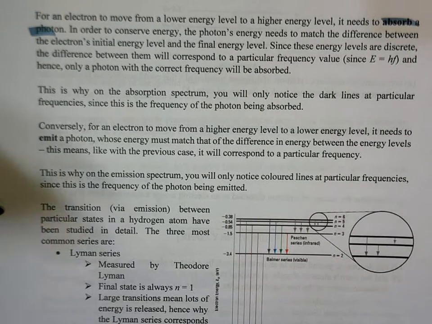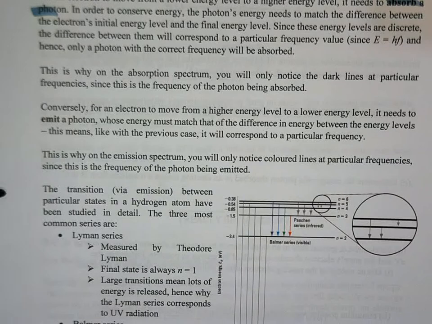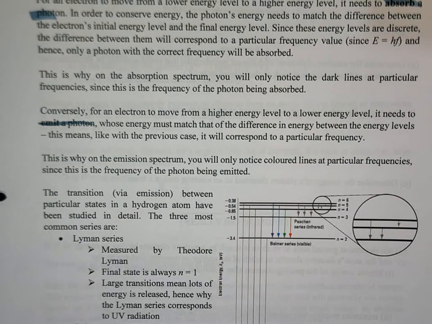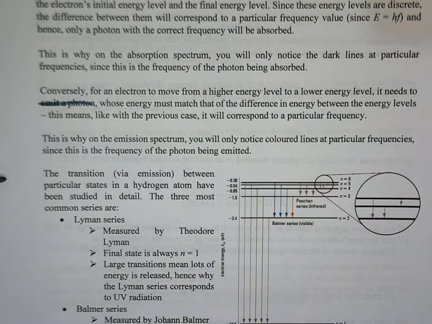Now, if you want to go the other way around, to move from a higher energy level to a lower energy level, you need to get rid of a photon, or you're going to emit it. And again, the energy of that photon that's ejected has to match the difference in energy between the energy levels of the two states that you're going between. What this means is that it's going to correspond to a photon with a particular frequency. So this is why for emission spectra, you're only going to notice light at particular wavelengths. Those wavelengths of light that you see correspond to the photon being emitted at those particular frequencies, or we could say wavelengths.